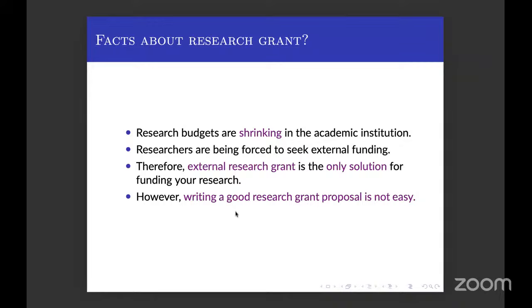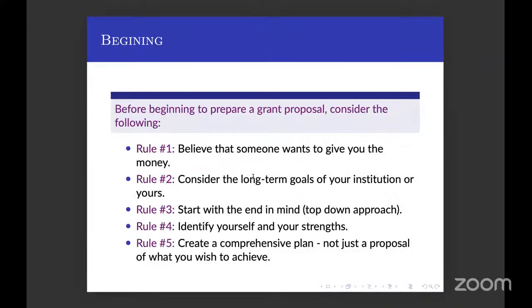However, writing a good research grant proposal is not so easy because a lot of competition is there. How you are going to present, all these things are about the research grant, and that is why we should go for writing better proposals, and you will be learning a lot in this. So we are starting. We have to follow some rules before writing a proposal. Rule number 1: believe that someone wants to give you the money. That is why the call has come, and that is why they need a proposal.